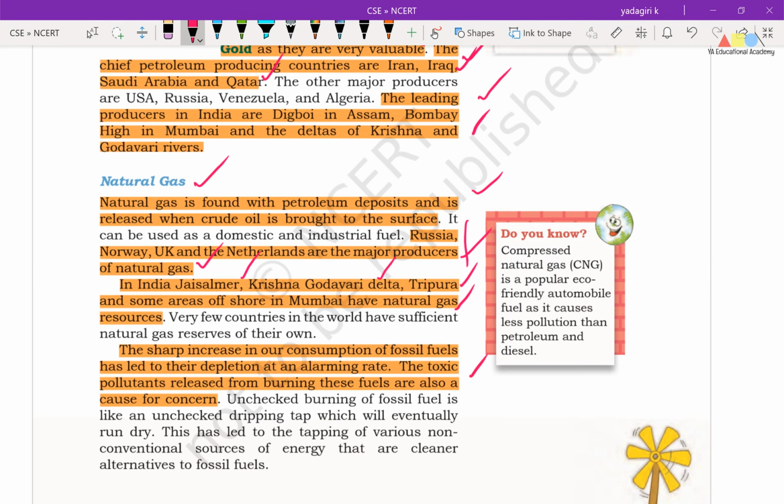Friends, the sharp increase in our consumption of fossil fuels has led to their depletion at an alarming rate. Similarly, friends, the toxic pollutants released from burning these fuels are also a cause of concern. Okay friends, here is one more fact: CNG, compressed natural gas, is a popular eco-friendly automobile fuel as it causes less pollution than petroleum and diesel. So you should remember that the entire public transport bus fleet in Delhi is converted to CNG because of the pollution concerns.